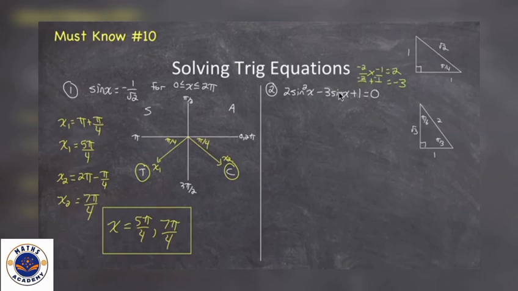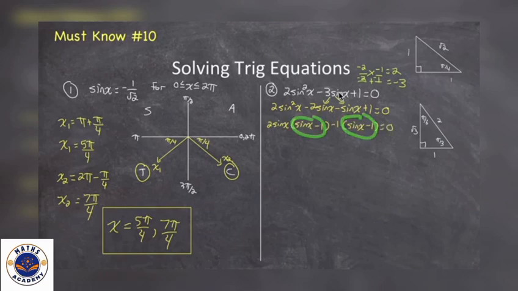There's lots of factoring methods you could use. I'll just split the middle term of this quadratic into negative 2 sine x minus sine x. And now I would factor by grouping. I would take a 2 sine x from the first two terms and take a negative 1 from the last two terms. I can take out this common binomial of sine x minus 1. And after I take that out, I'm left with 2 sine x minus 1 as my second factor.